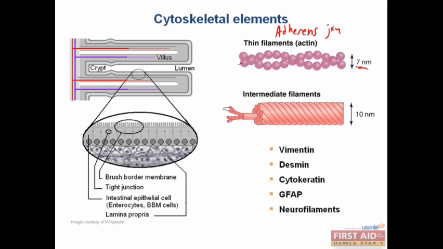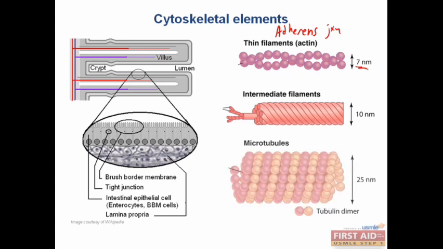Some examples of intermediate filaments are vimentin, desmin, cytokeratin, glial fibrillary acidic proteins, and neurofilaments, but I'll come back to these in a couple minutes. And microtubules are the largest part of the cytoskeleton, with a diameter of about 25 nanometers, and they're generally involved in movement of things within the cell, or of the cells themselves. We see them in cilia and flagella, and also in the mitotic spindle and centrioles.